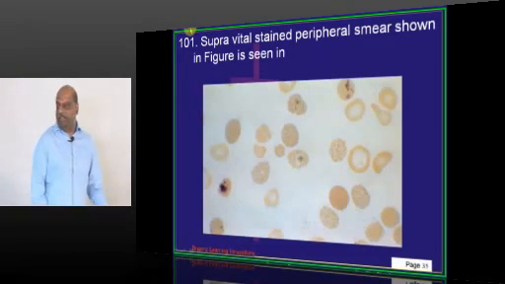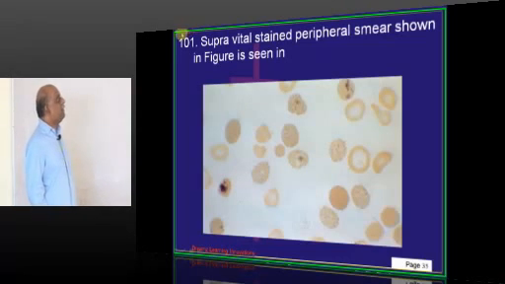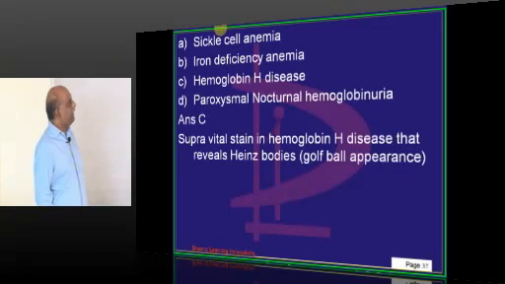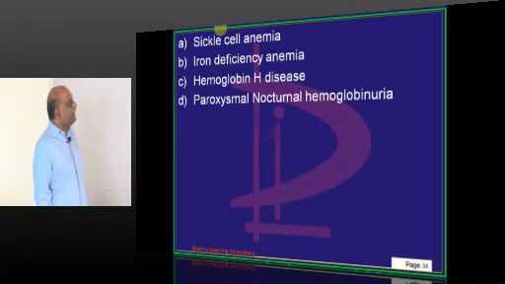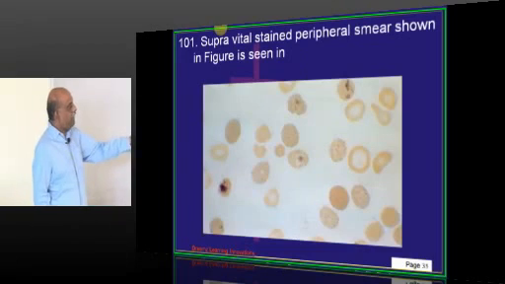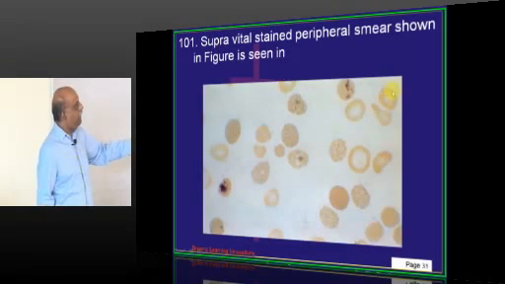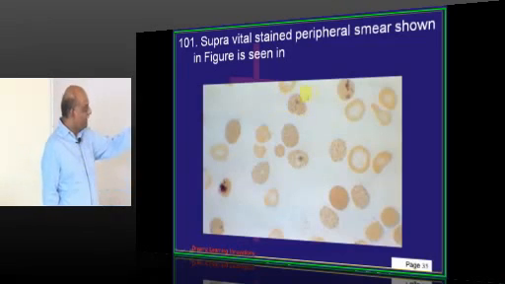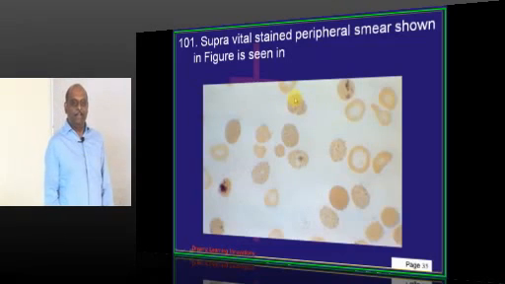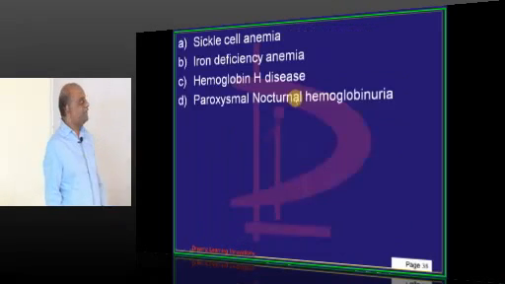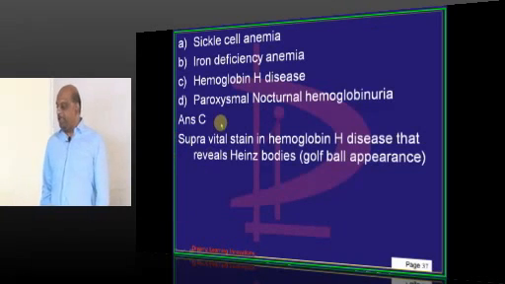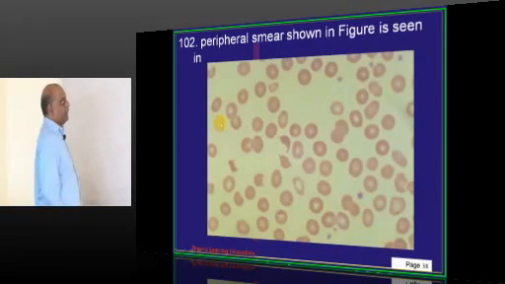Supravital stained peripheral smear, which is being shown in the figure. So what is it basically showing you? Typically it is showing the Heinz bodies, which give a golf ball appearance. You know the player Tiger, golf player, right? So golf ball appearance is typically seen in HbH disease. The Heinz bodies is what I want to underscore.